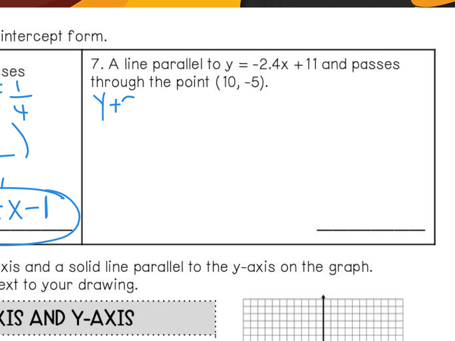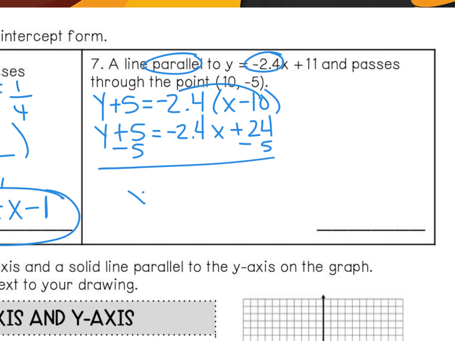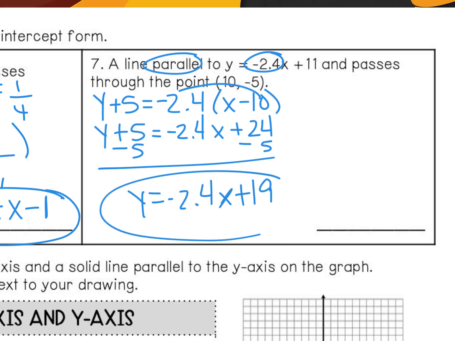Y plus 5. And it's parallel, so our slope is staying negative 2.4. X minus 10. We're going to distribute: negative 2.4x plus 24. And then we can take away our 5. Y equals negative 2.4x plus 19.